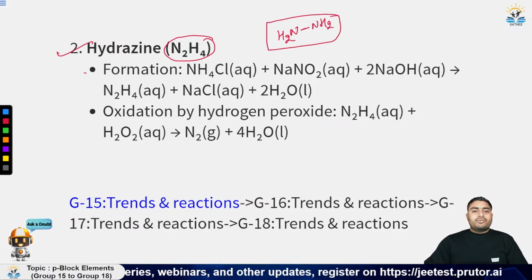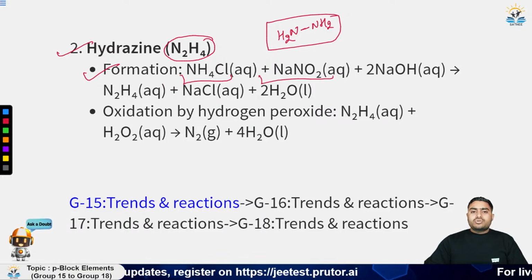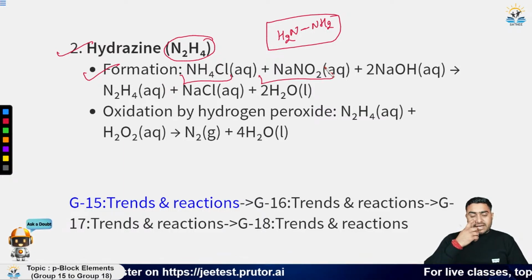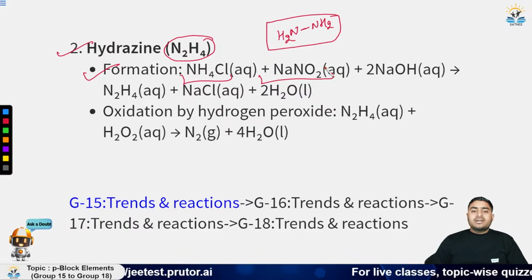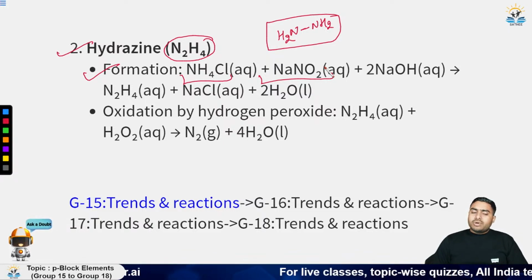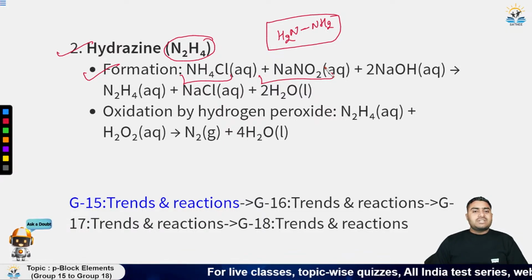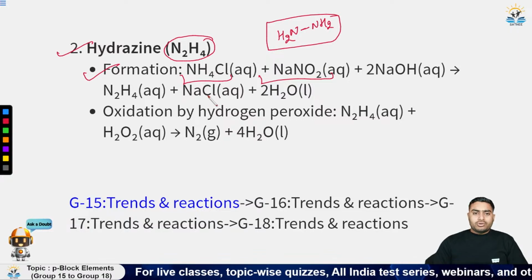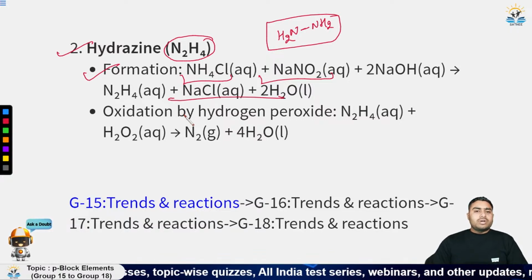And the formation of hydrazine, how can we form it? Ammonium chloride when treated with sodium nitrite, right? What is that? NaNO2, sodium nitrite. So NaNO2 plus 2NaOH will form N2H4, which is hydrazine, plus NaCl, sodium chloride, plus 2H2O. Next is oxidation by hydrogen peroxide.